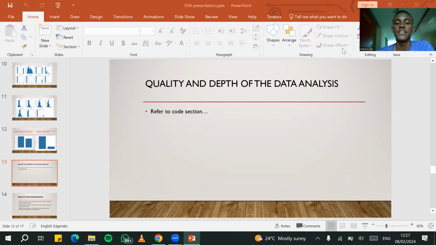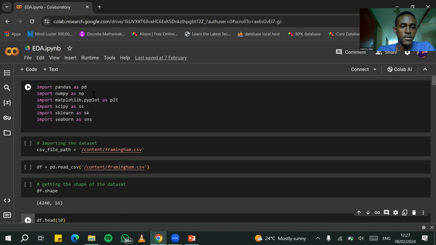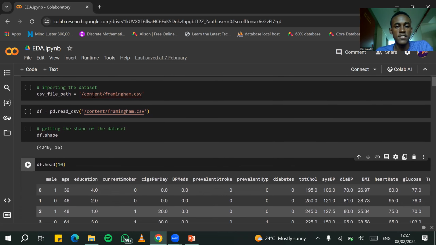Hello everyone, this is Kalema Alan, and I'm going to talk about the quality and depth of the data analysis. I'm going to refer us to the code of what we did. During the EDA, we used Google Colab as our notebook, and this is what we carried out. We imported the libraries to be used. We specified the path to the dataset.